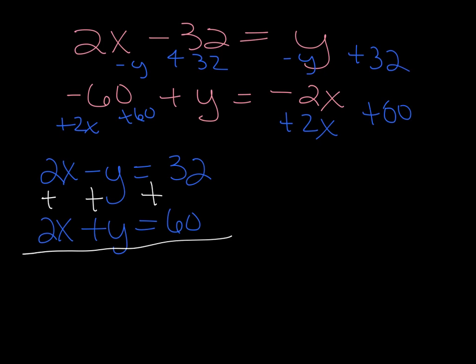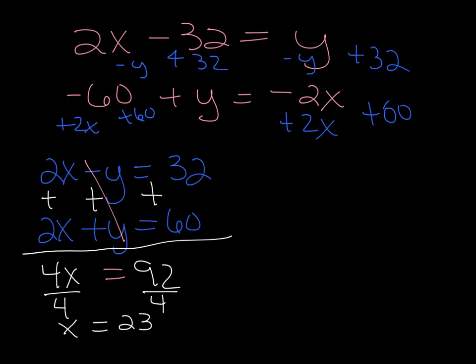And you get 2x plus 2x is 4x. If I take negative y plus y, that gives me 0. So right here, my y's are gone. I don't even have to write them. I've been writing them, but you don't have to. And then I get 32 plus 60 is 92. So my y's are gone. I'm going to divide both sides by 4. And I get x is equal to 23.